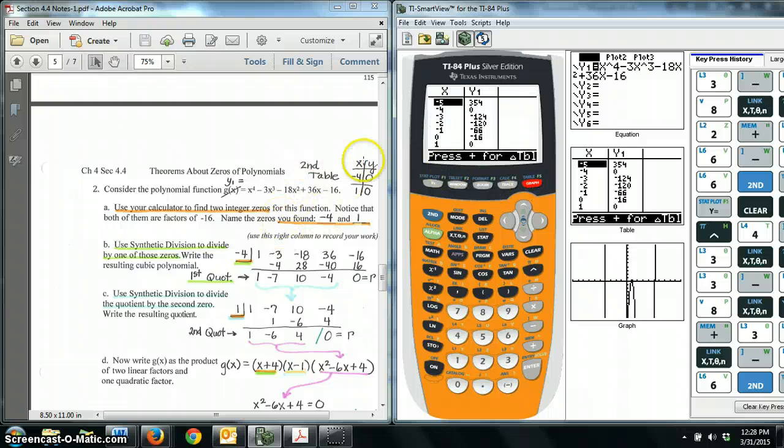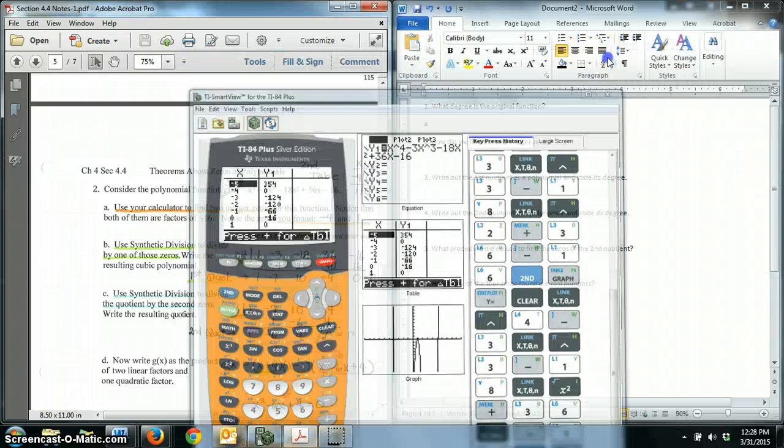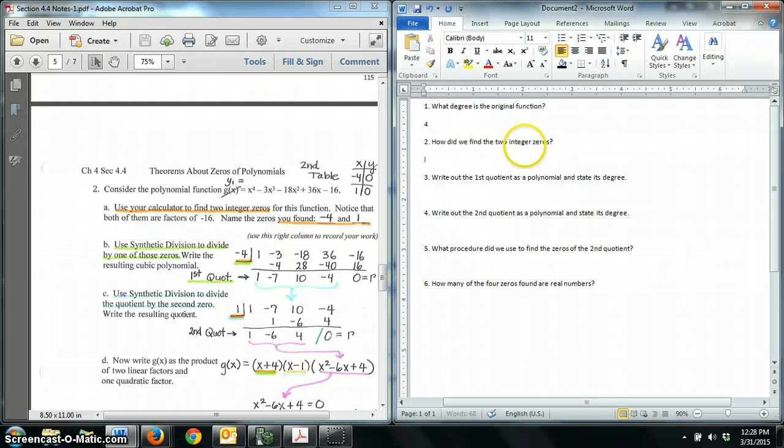And we can see, take a look right here. You see when x is 1, y is 0. So there's one of our points. That's the one we have right here. And up here, -4, 0. So those are our two integer zeros. So how did we find the two integer zeros? Look at the table on the calculator.